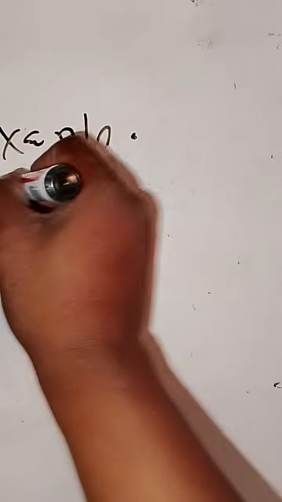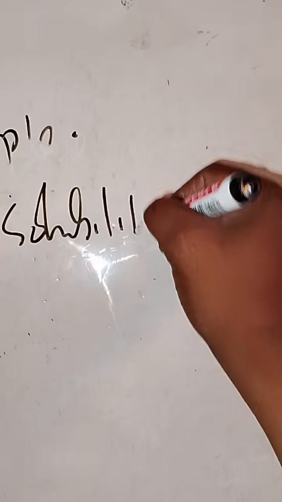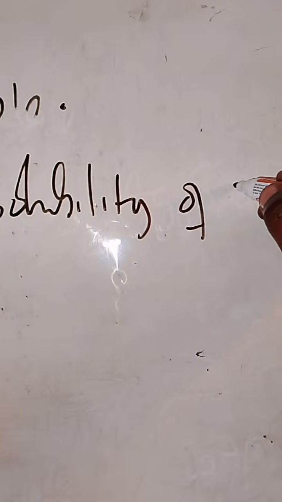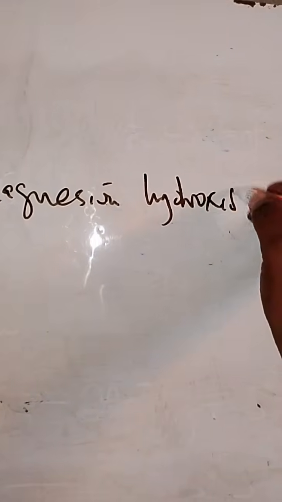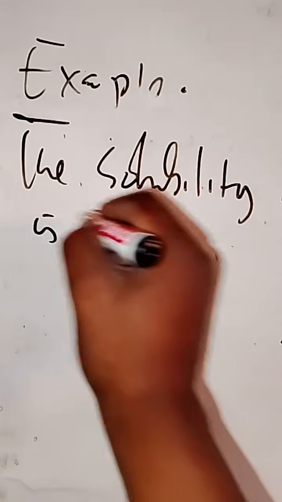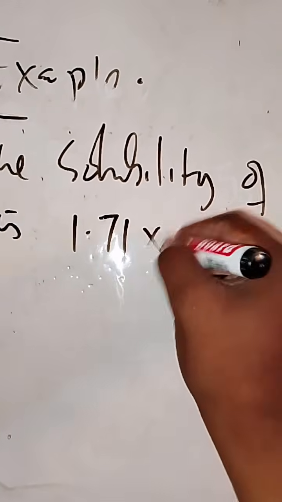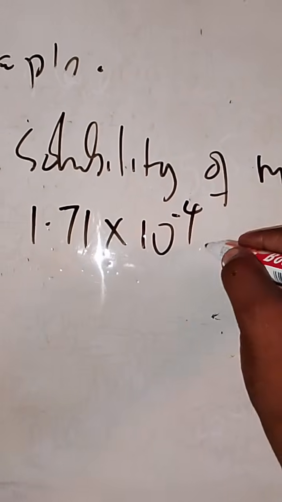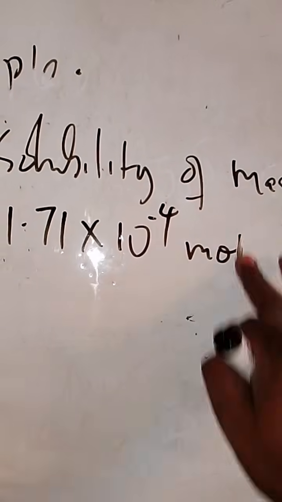The solubility of magnesium hydroxide at 298 K is 1.71 times 10 to the power negative 4 mol per liter. Calculate the solubility product.